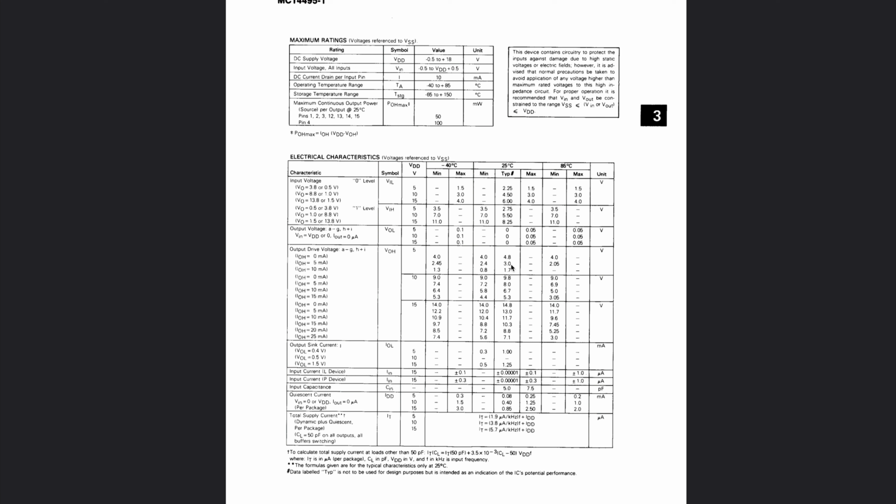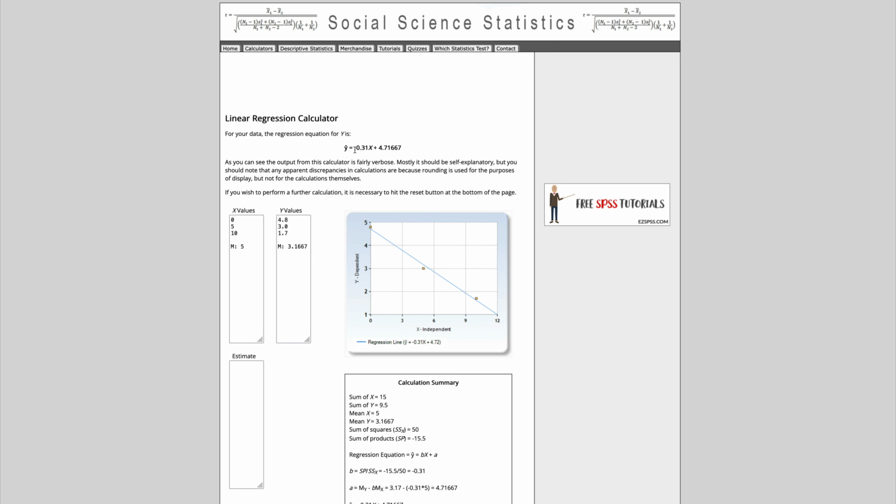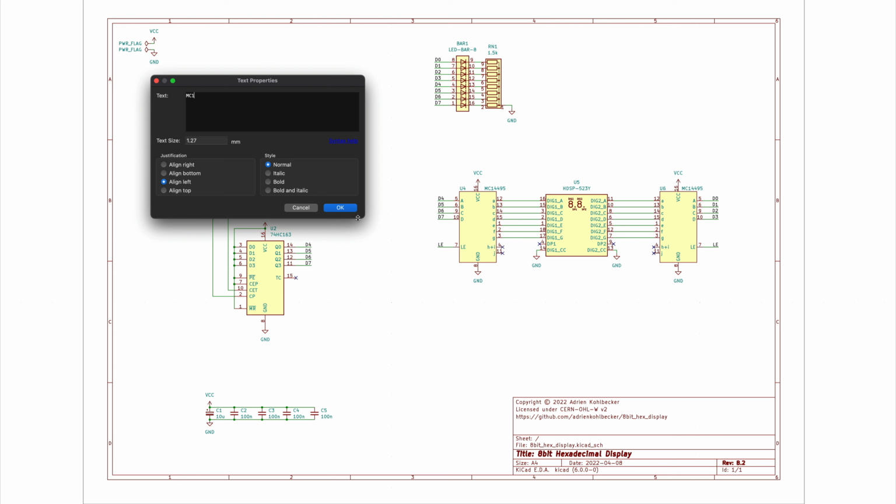And from this table, we can approximate the current that is being output for any voltage by using a simple linear regression. Okay, so we'll enter the current in the X values, and then the voltage in the Y values. And then this is going to give us the linear equation between the voltage and the current. And so as you can see, the voltage is 4.7 minus the current multiplied by 0.3. So you can see the curve here. It's an approximation. It's not going to be exact, but it's going to allow us to estimate the current that is running through the LEDs. So let me write that in KiCad. So for the MC14495, we have the following equation, and this is giving us the voltage as a function of the current.